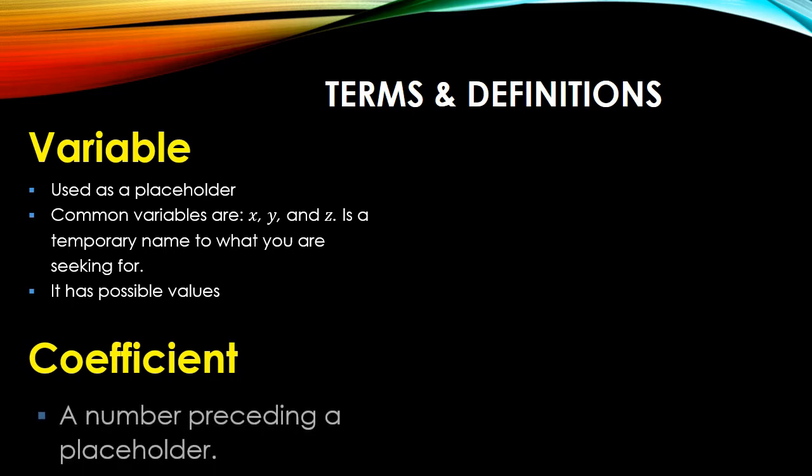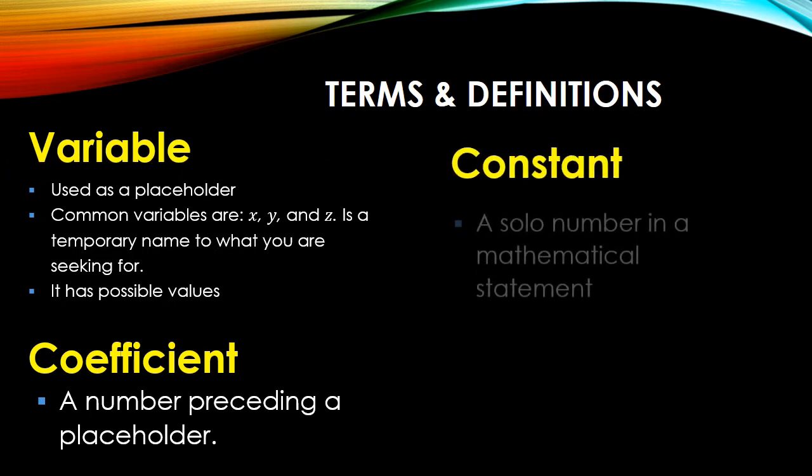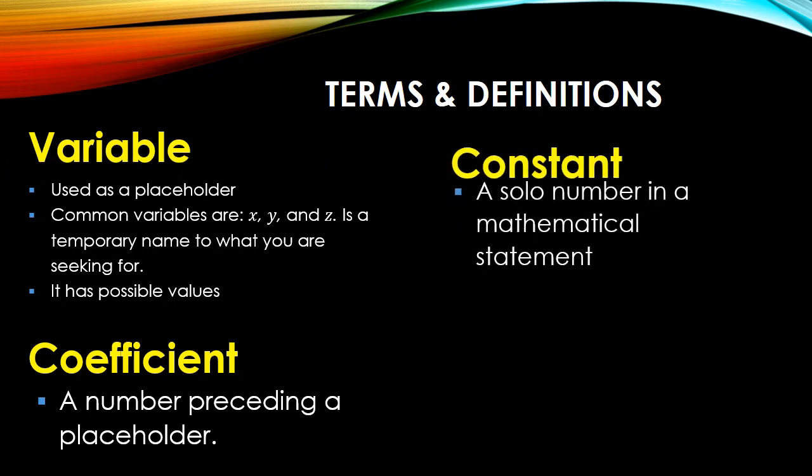Next, we have coefficient. This is a number preceding a placeholder. So, ang mga coefficient are mo na siya ang literal or numerical coefficient. When you say literal, mo na yung mga letters. Kung mo na kag-numerical, these are the numbers. Next is constant. Constant is a solo number in a mathematical statement. So, nag-inusarar siya, wa siya'y katupad. So, for example, kanang 5, 2. Kung iswatra ni mo 5 or 2, those are constant.